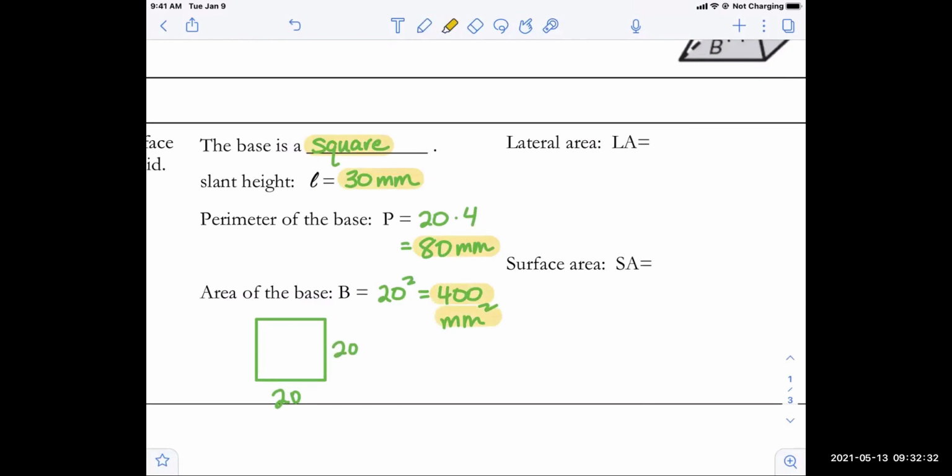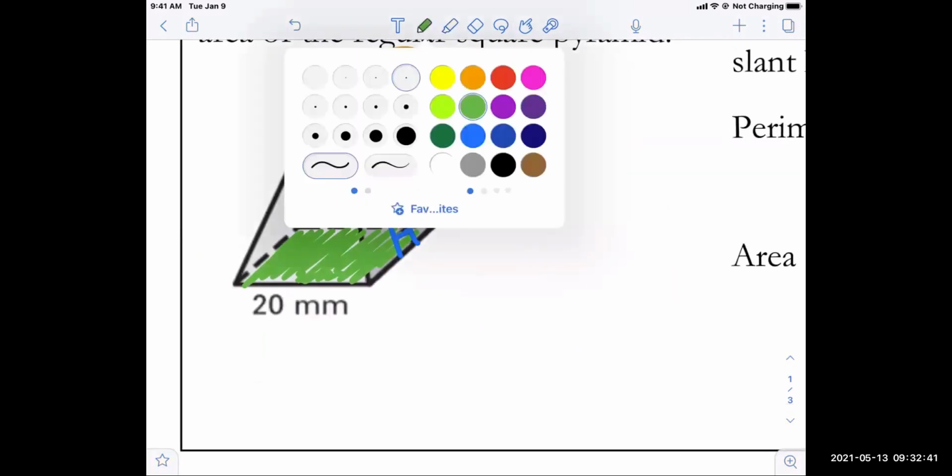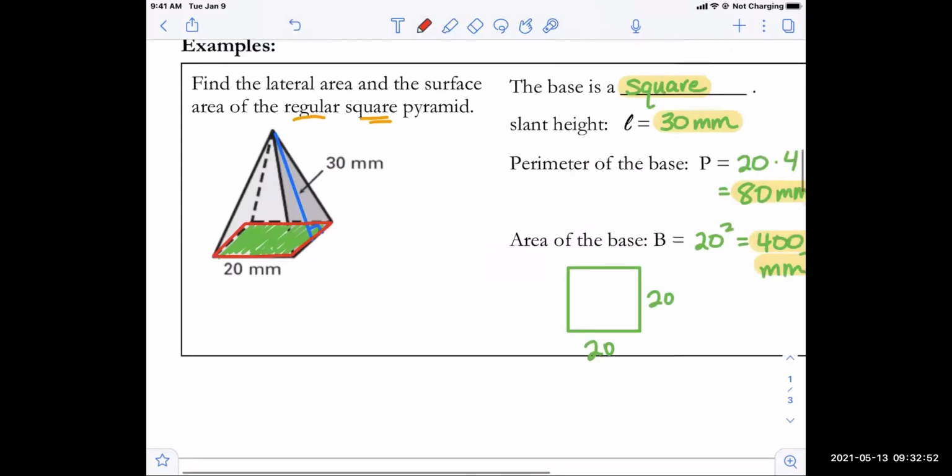It's not surface area or lateral area, it's perimeter. You're just determining how far you would walk if you were to walk around that square. That doesn't have anything to do with the triangles up here. It's just asking you for the perimeter of the base. Now we're going to do surface area and lateral area.